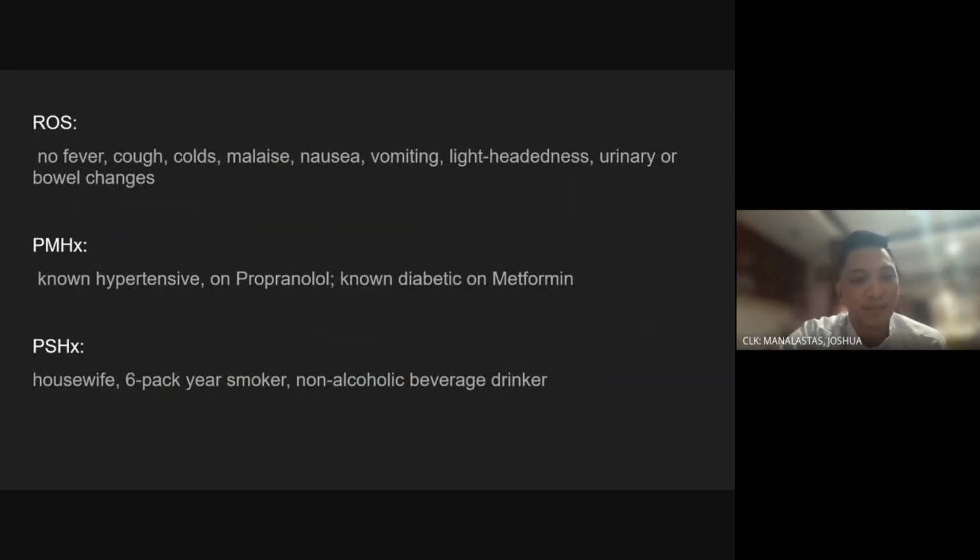Her review of symptoms: she has no fever, no cough, no colds, malaise, nausea, vomiting, lightheadedness, nor urinary or bowel changes. Her past medical history: she is a known hypertensive and she's taking propranolol. She is also a known diabetic and taking metformin. Her personal history is she is a housewife, a six-pack year smoker, non-alcoholic beverage drinker.